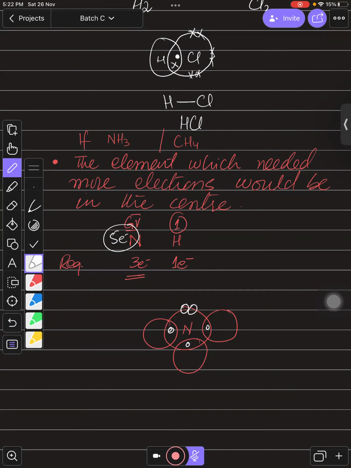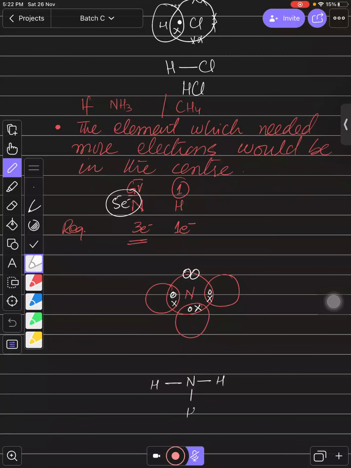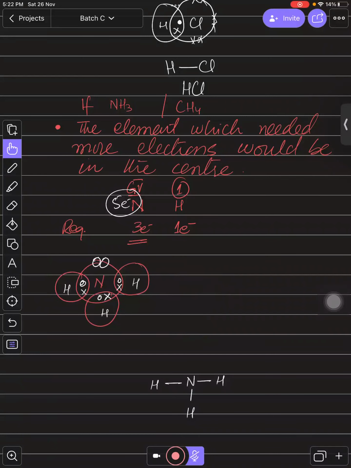Is that clear बच्चों? Yes, sir. और हाइड्रोजन के पास एक ही होता है तो वो एक ही शेयर कर लेगा. In this way you can see this nitrogen bonded with 3 different hydrogens, and in these cases both of the elements are completing their duplets and octets, right? Right, बच्चों? Yes, sir. Now let's talk about the second example as well.